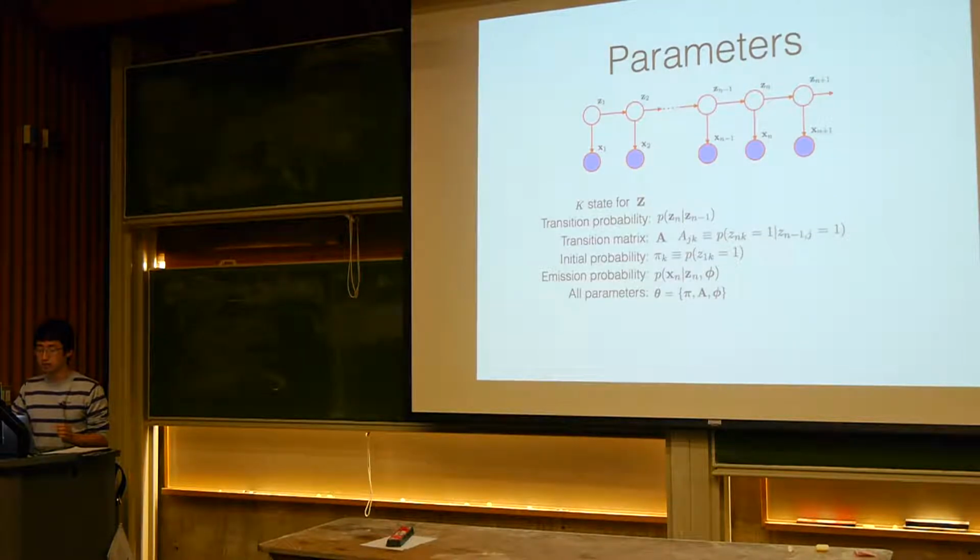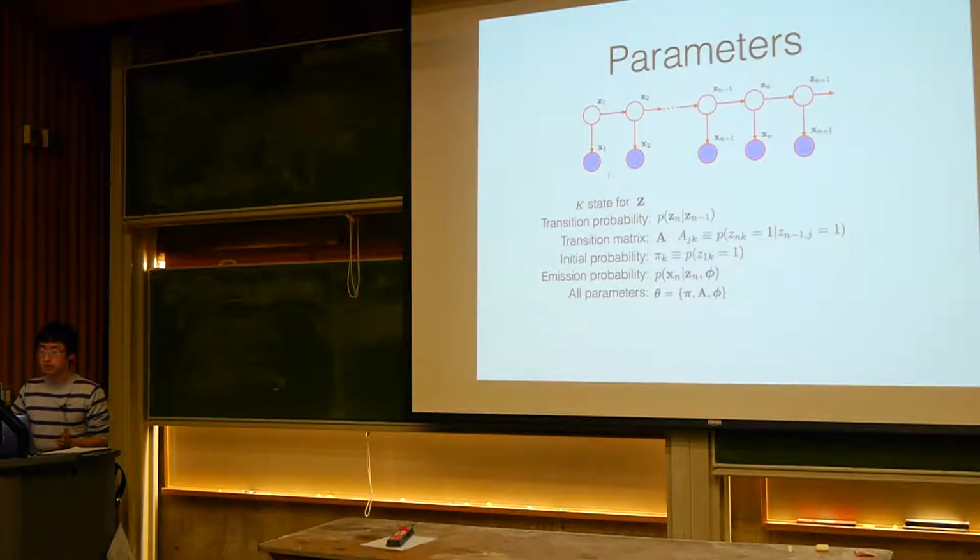Also we need an initial probability for the first state, because this is the state we transit from nowhere. We have to specify the initial probability. We also have the emission probability. This is the probability of x given z, which is: given the latent variable, what's the probability of the observed variable. And this distribution can be Gaussian, can be multinomial, can be anything.